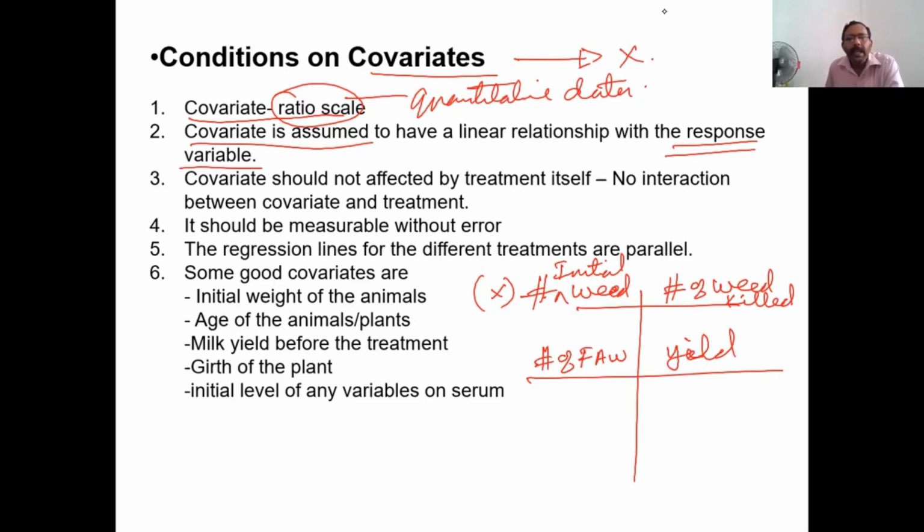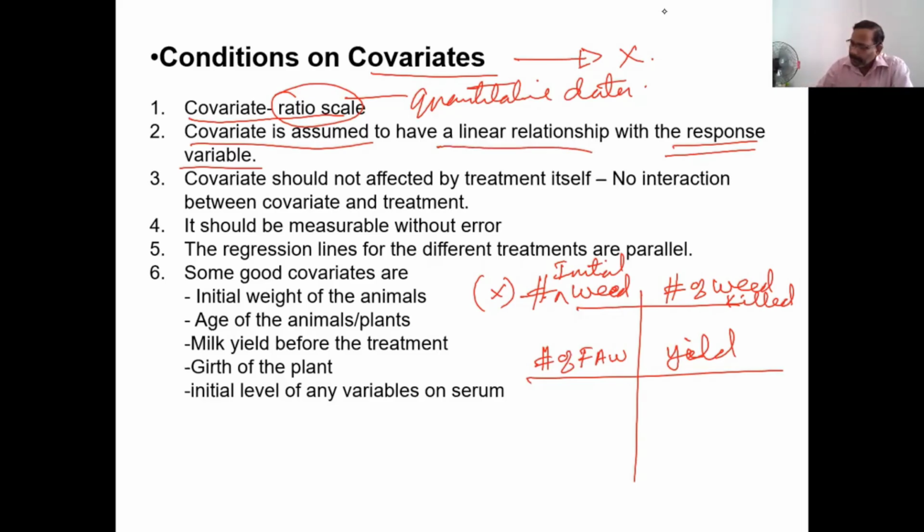Maize yield. What do you think normally? When the armyworm number increases in a plot, what will happen to the yield? Increasing or decreasing? Decreasing the yield. So it is a negative linear relationship, not positive. When the armyworm increases, the yield decreases. When the armyworm decreases, the yield increases. So it has a negative relation, but it is a linear relation. That is one of the assumptions that we make.